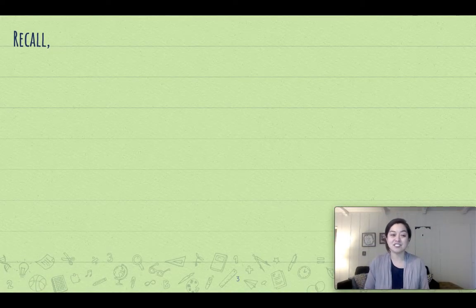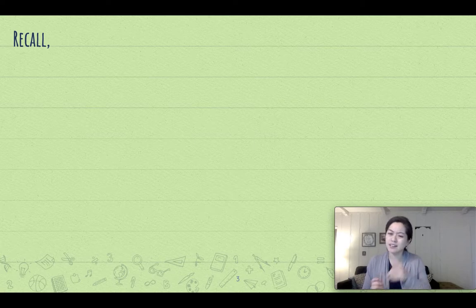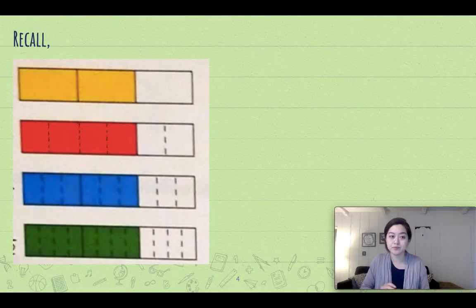Well, during our lessons this week, we were learning about equivalent fractions. Yesterday, we talked about finding equivalent fractions on a number line. We also talked about finding equivalent fractions using bar models. Let's look at these bar models right now. Here they are.